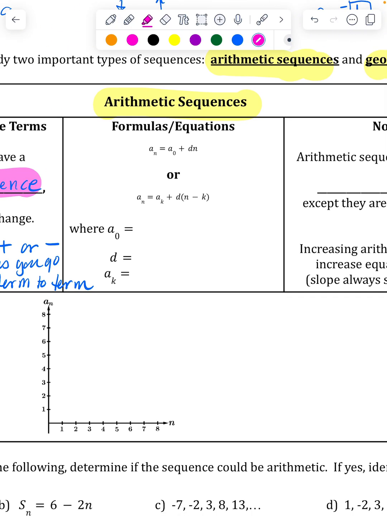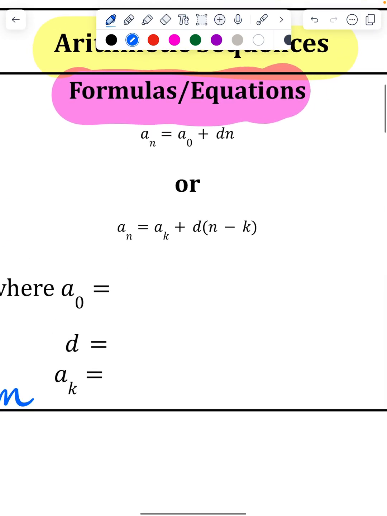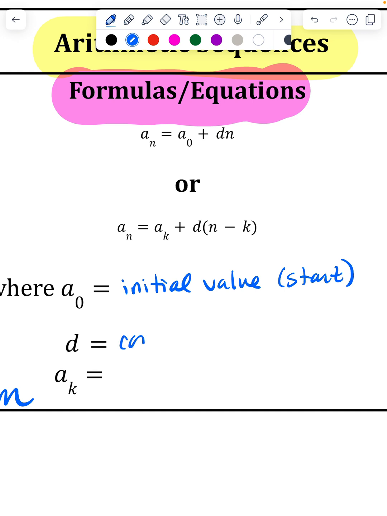All right, let's take a look at some formulas right here. They're really the same. This one is just saying, hey, well, let's identify what these are talking about. A sub 0 is going to be your initial value, your start value, but you don't always know that. d is, like we talked about, the common difference, the space between the values.